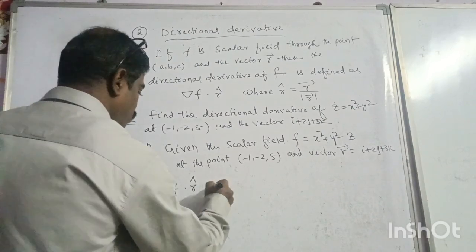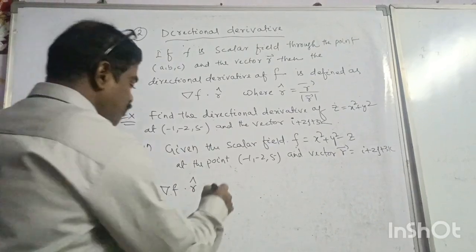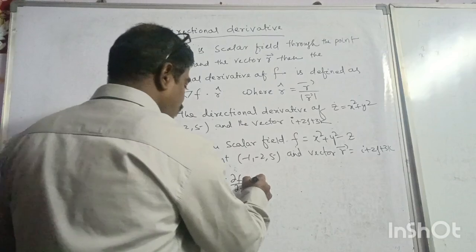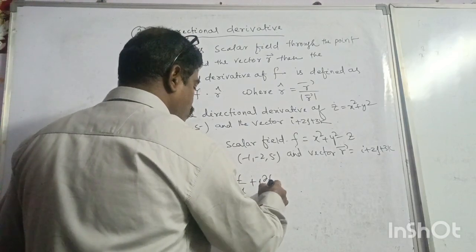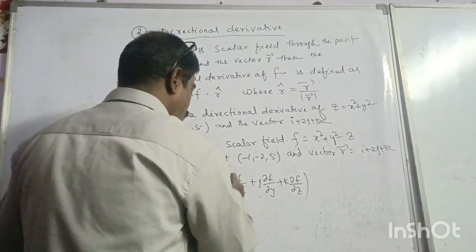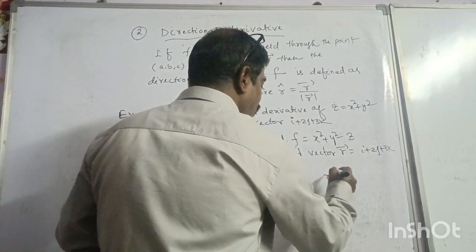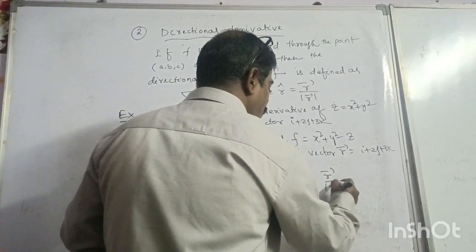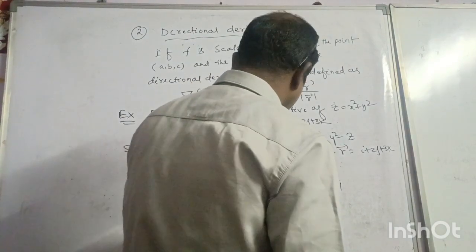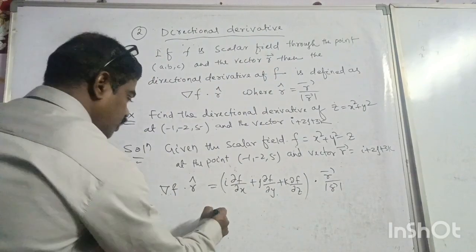Is equal to. First we have to find out what? Nabla f. Nabla f means i dou f by dou x plus j dou f by dou y plus k dou f by dou z. Have you understood? Dot r cap means r vector by mod r vector. Understand? Okay, fine. This is the dot, right? Right, fine. So this is equal to.